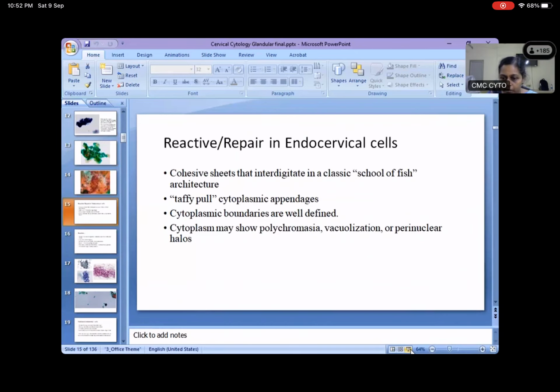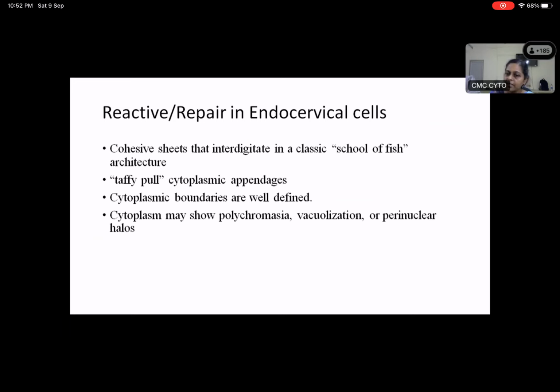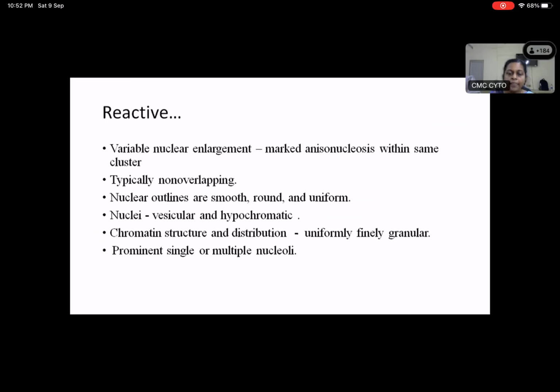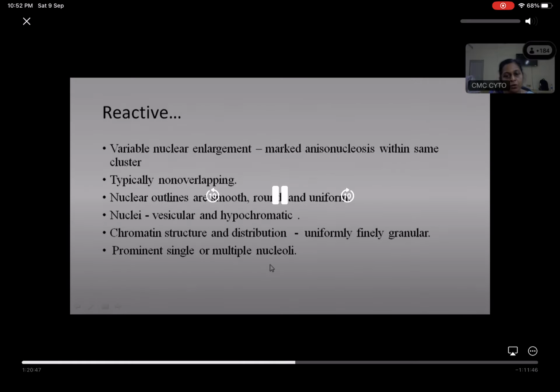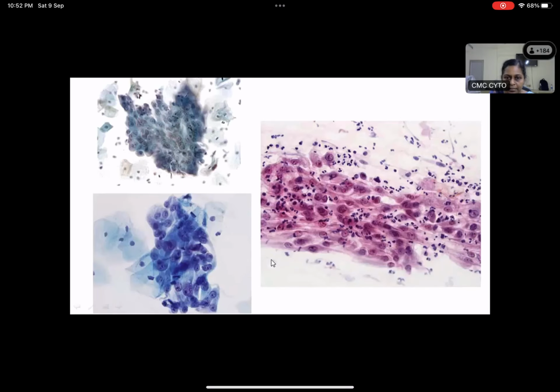But the cytoplasm itself can show polychromasia, vacuolization, or perinuclear halos. And there is variable nuclear enlargement. There can be marked anisonucleosis within the same cluster. Typically, they are not overlapping. Outlines, you all described very nicely, are smoothly contoured. There is no irregularity of nuclear membrane. Again, you all talked about the vesicular chromatin, hypochromatic and uniformly finely granular chromatin, and we saw the presence of nucleoli. So this is how reactive endocervical cells will look.